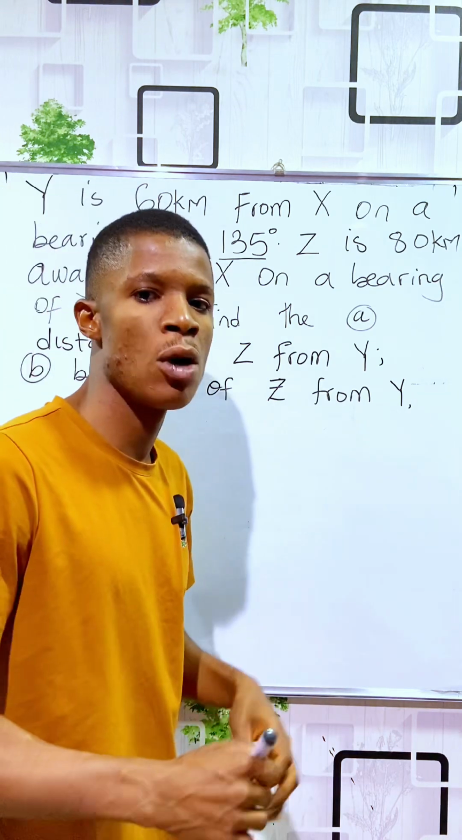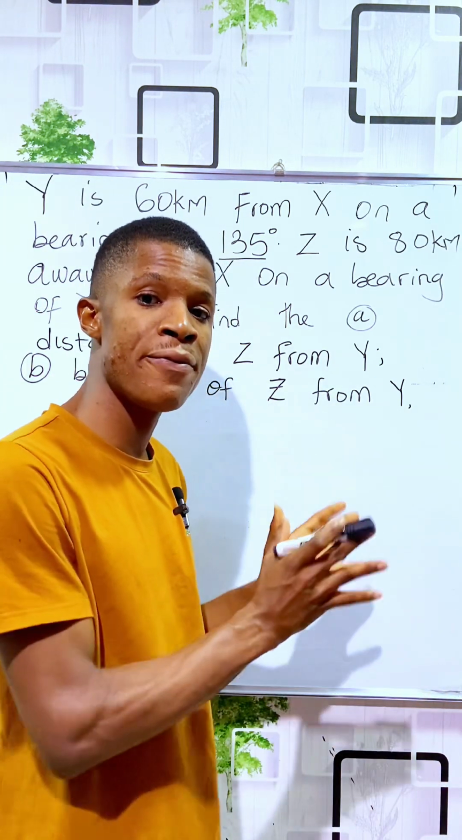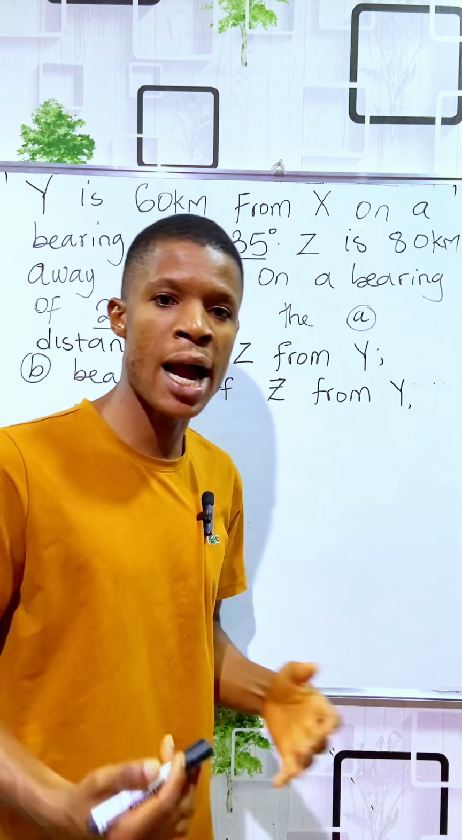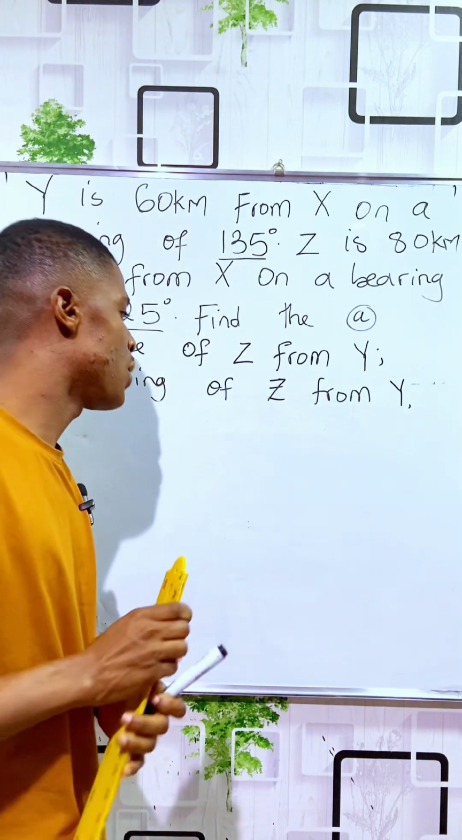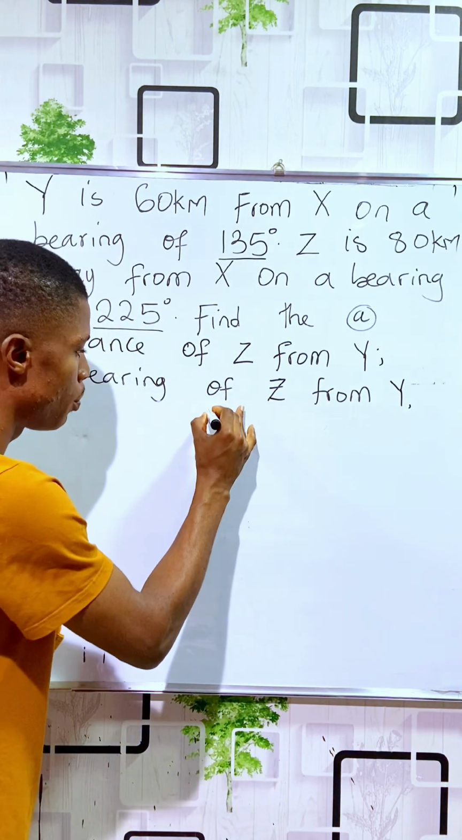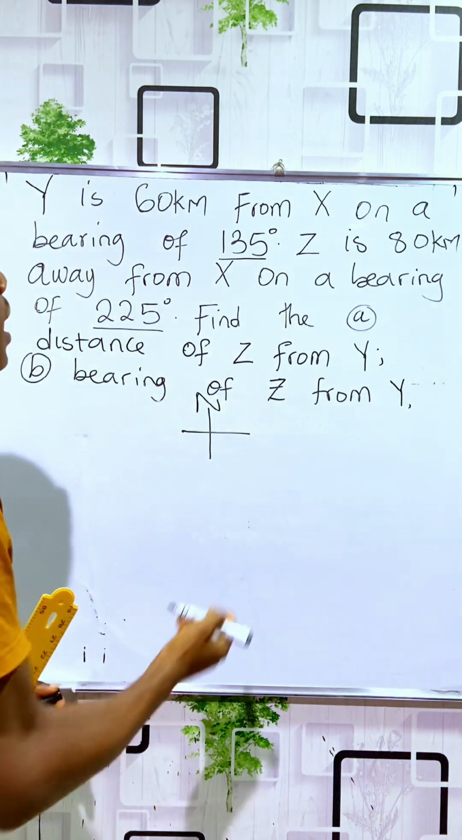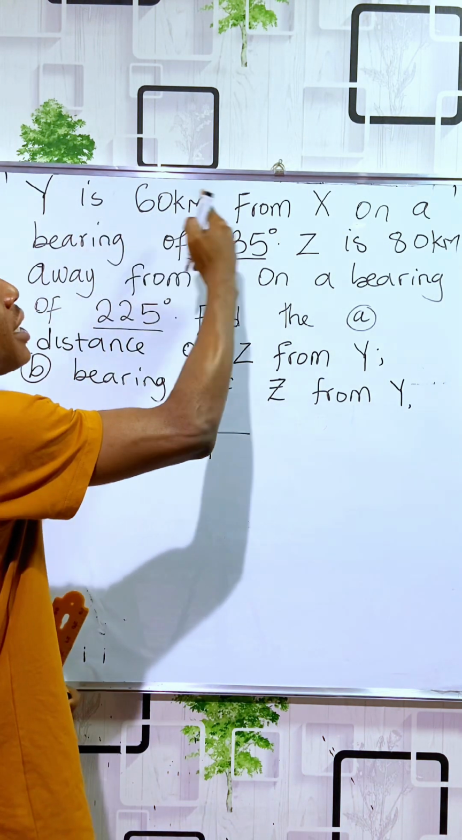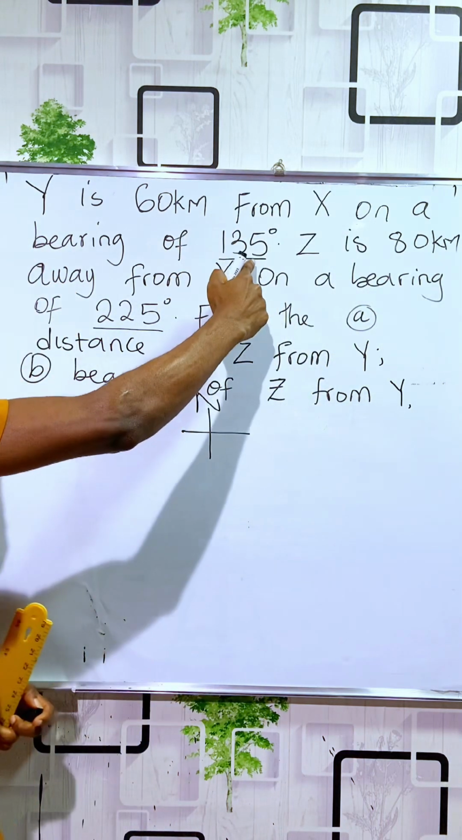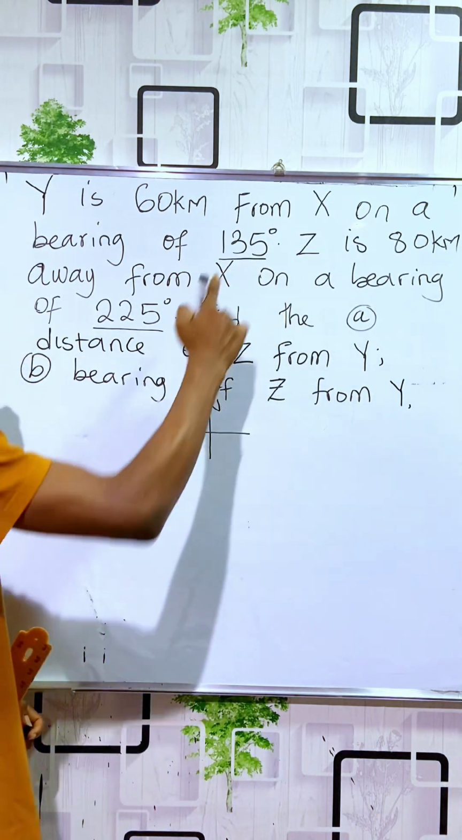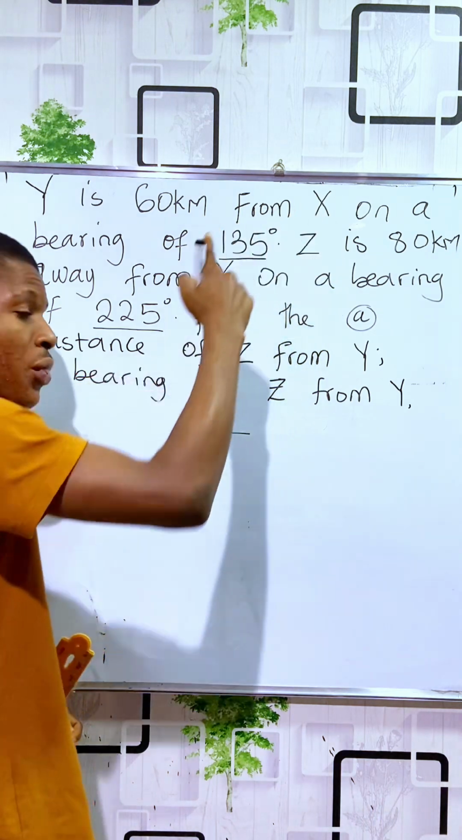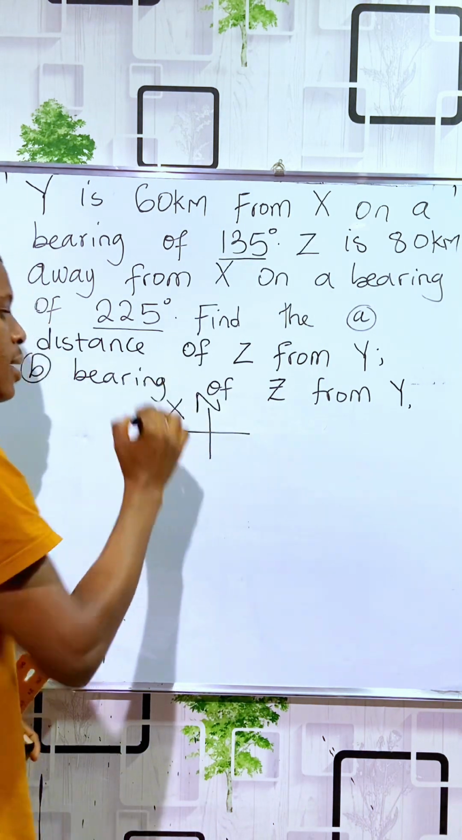For us to do this, we'll first of all represent this information on a diagram. So recall that we have the North Pole. This is the North Pole. Now, they said that Y is 60 kilometers from X on a bearing of 135. So since it is from X on the bearing, that means point X is here.